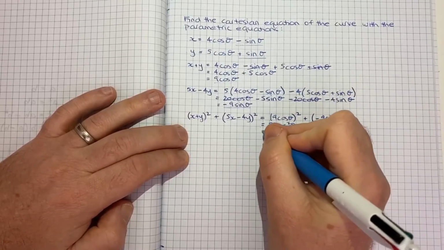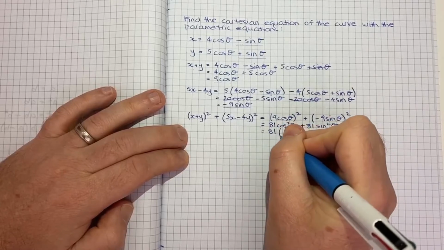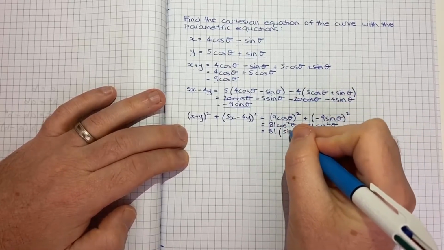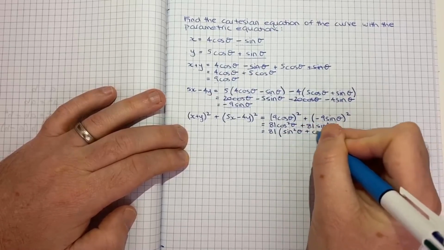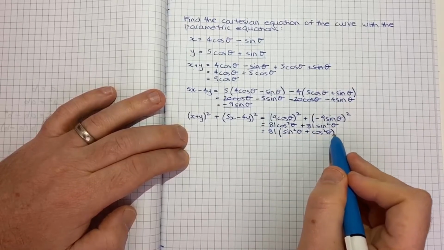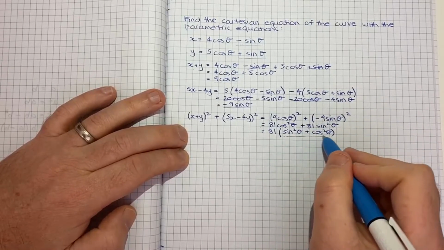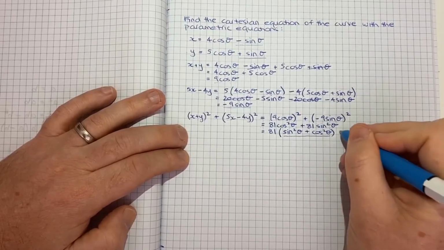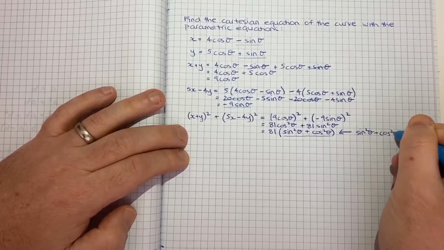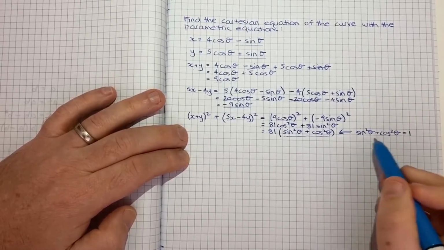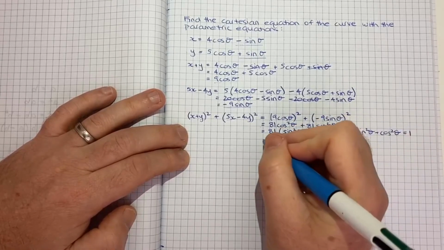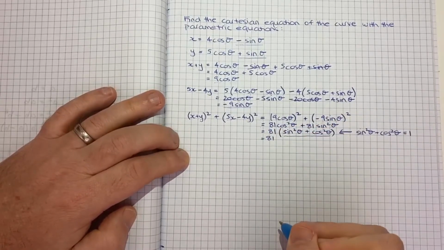I can factor out the 81, and I'll just rearrange these to make it look hopefully familiar to you: sine squared theta plus cos squared theta. So we get 81 times (sine squared theta plus cos squared theta). And hopefully you recognize this as a result that you're familiar with, because we know sine squared theta plus cos squared theta is equal to 1. That's a result that you need to be familiar with, so I won't go about proving that here, but we get 81.